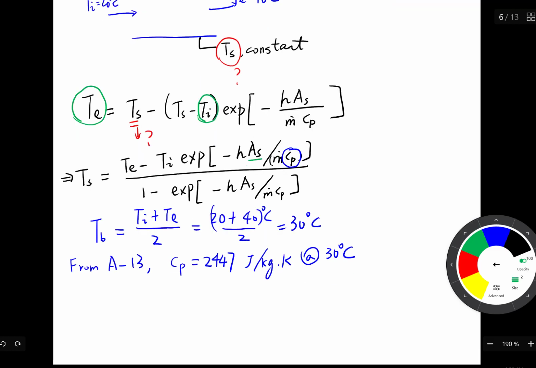What is As in the equation? If you pay attention to the derivation of this equation, you're going to find this As is associated with convection. If you look at this, As is together with h. So As is the area of the surface which is exposed to convection. So As is pi dL.